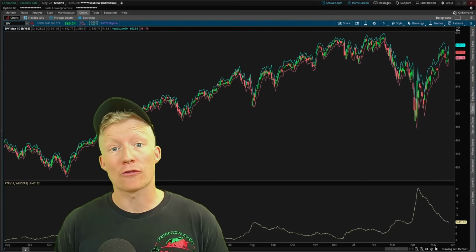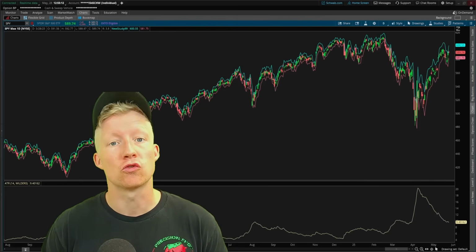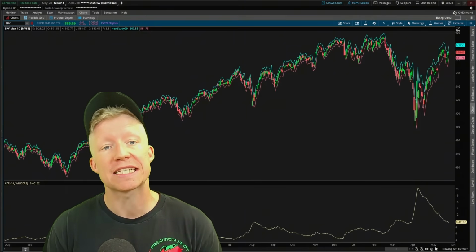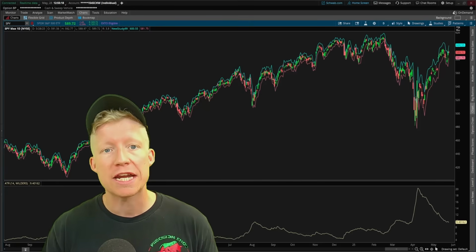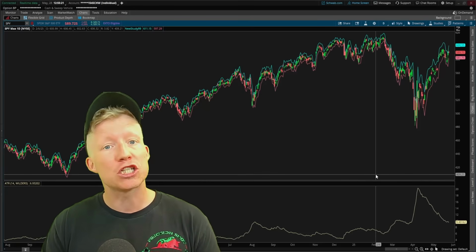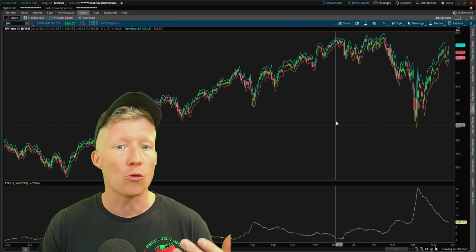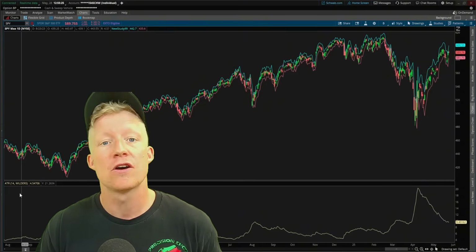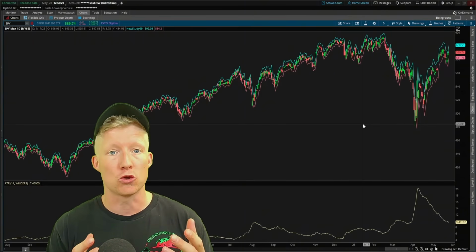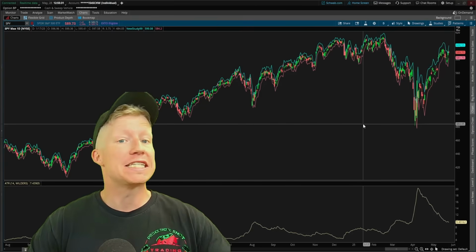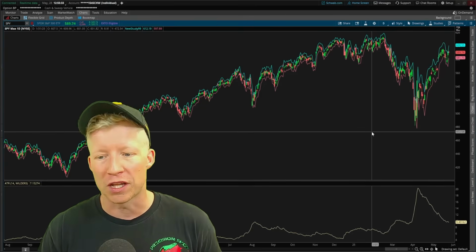Next, I want to talk about how awesome the average true range indicator is for determining stop loss and profit target. If you don't know, the average true range shows you the average distance between high, low, and open and close over the last 14 candles. So basically, it is just showing you the average change in each candle over the last 14.